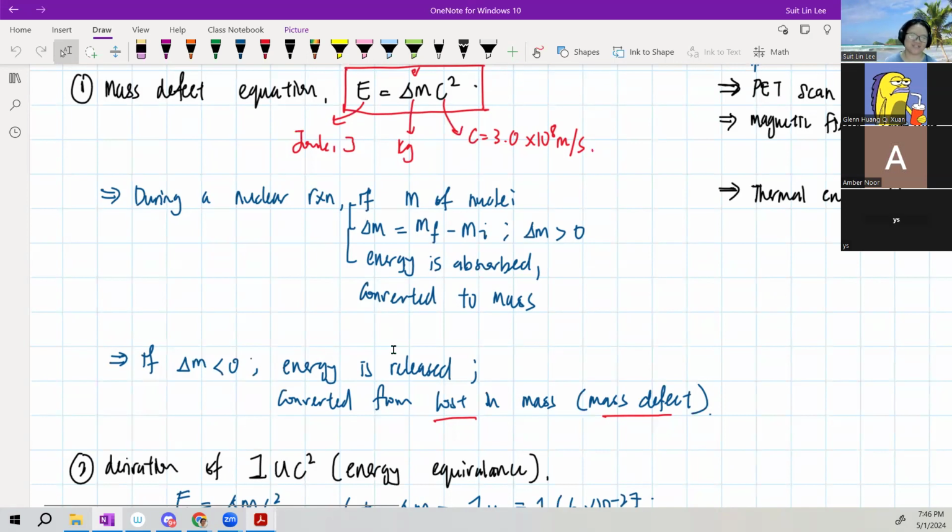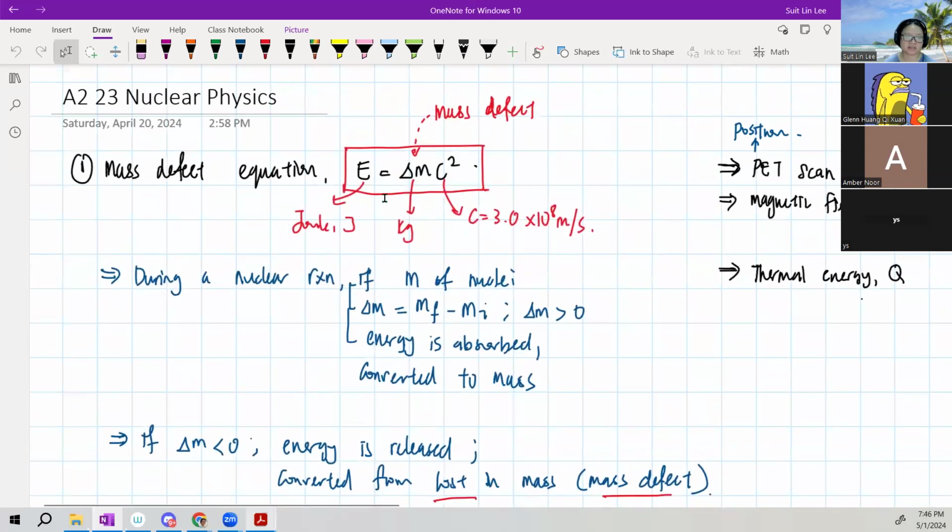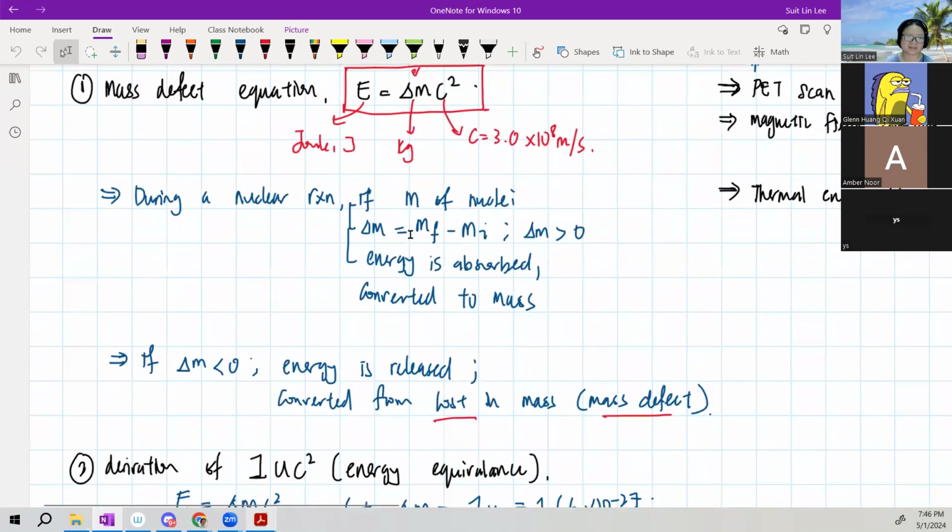So most of the time, your mass defect is a loss in mass. That's why we call it a defect, because energy is released. Okay. Now, when using this equation, immediately the first problem that we have is these units are too big for particles. If we measure a particle in kilograms, there will be a lot of decimal points and a lot of problems.